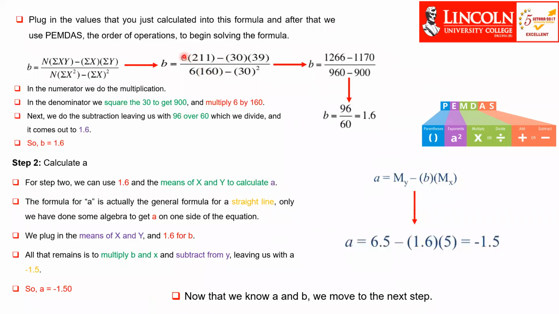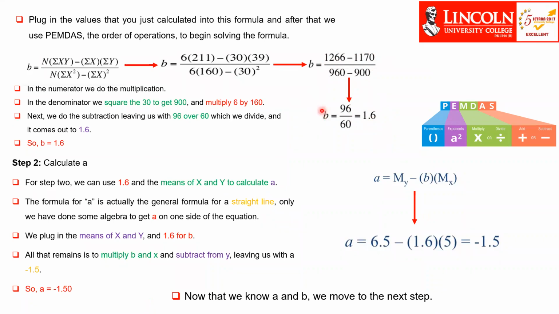So now when you evaluate this, you open this bracket, you multiply this by this. When you open this bracket, 6 multiplied by 211, you're going to get 1,266. Minus 30 multiplied by 39 will give you 1,170. Then you open this one as well. This will give you 160. Then 30 squared will give you 900. When you subtract 1,170 from 1,266, you'll be getting 96. When you subtract 900 from 960, you're getting 60. When you divide 96 by 60, you're getting 1.6. And this will be our value for B.